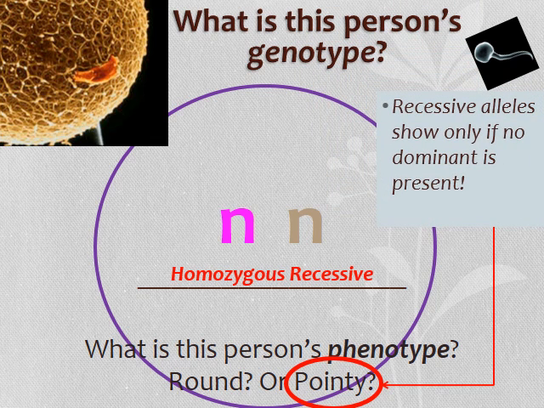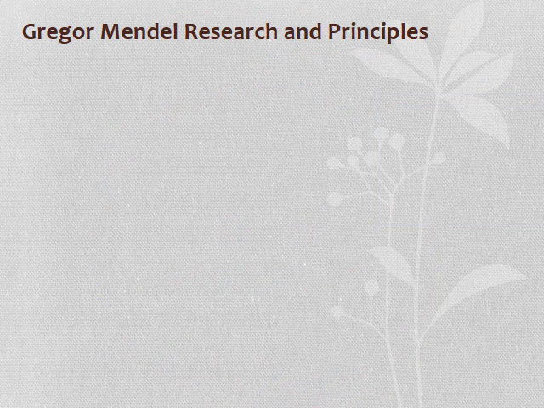So the recessive alleles are only going to show if no dominant is present. So the only way you can show the recessive phenotype is if you have two of the recessive alleles, in this case, two of the lower cases.